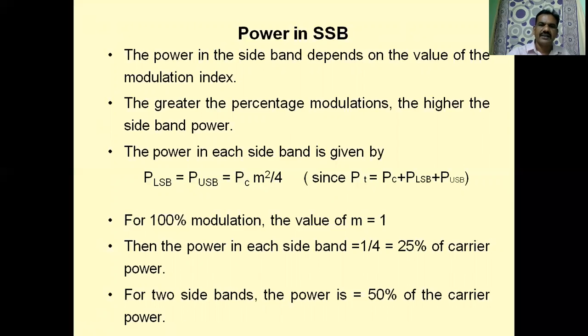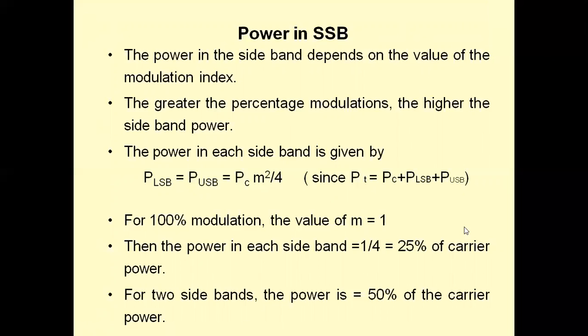That is the reason we need to keep the value of m high, and at the same time we have to make sure there is no overmodulation. Overmodulation occurs when m is greater than 1. For that, we always keep the amplitude of the message signal less than the amplitude of the carrier signal.